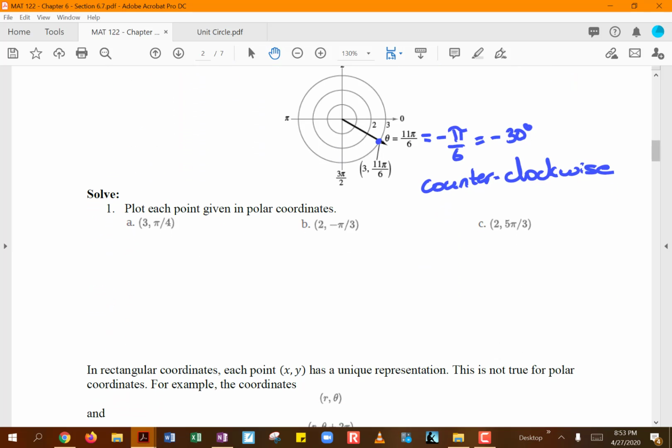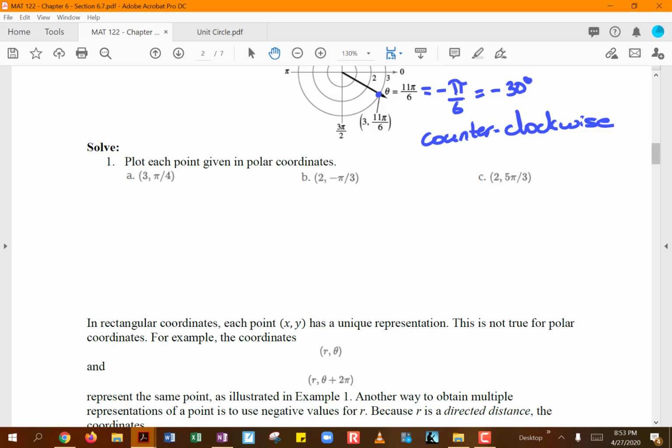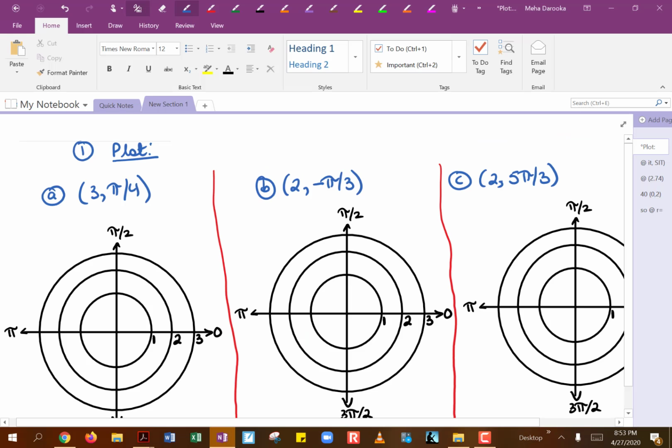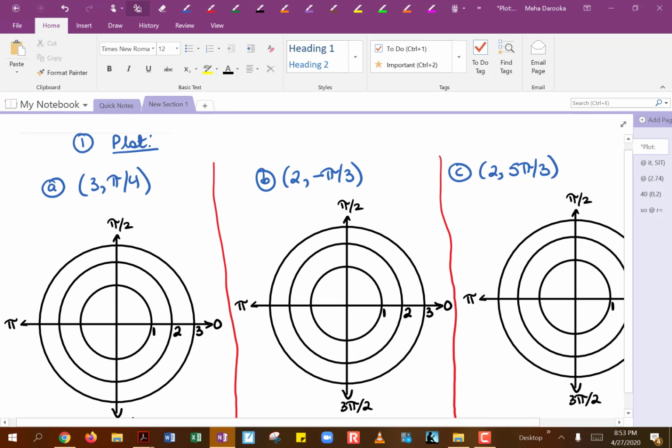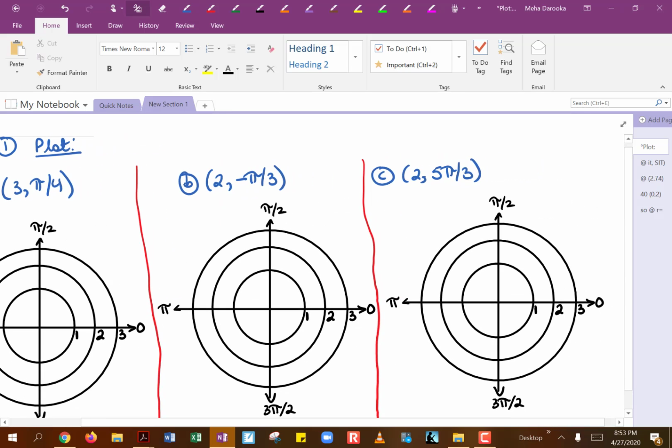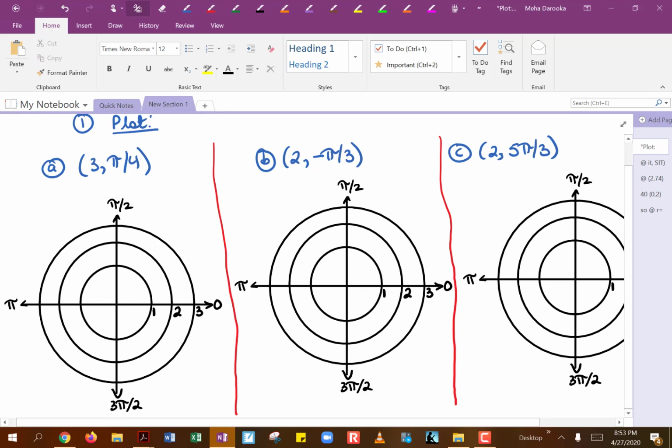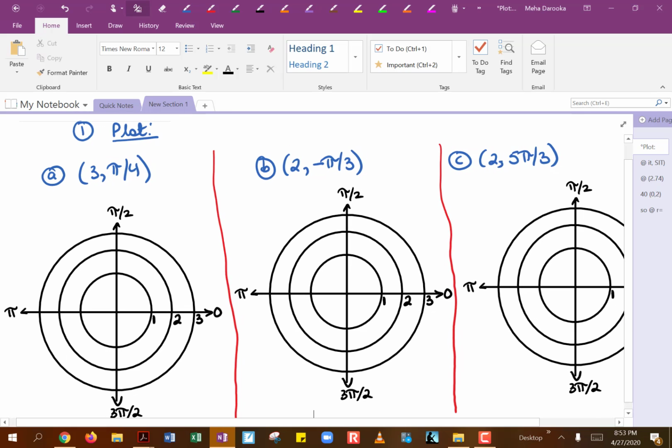Okay? Alright, so let's take a look at our examples here. Again, we are trying to plot 3 of these given points in our polar coordinates. So let's take a look at this. Alright, here we go. So you can see I've already created my polar coordinate system over here. So let's start with the first one.